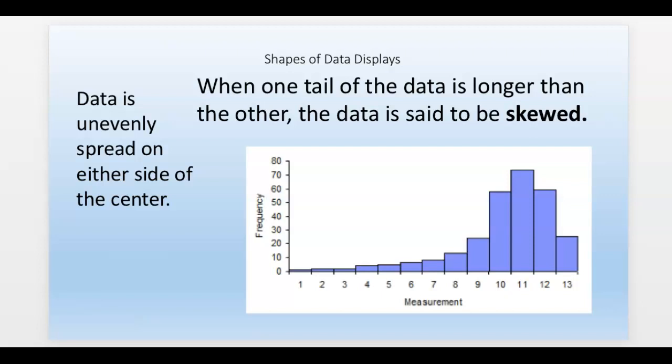When one tail of data is longer than the other, when we make a data display for a set of data, and the data is skewed like this, where there's a long tail that tails away from the cluster of data, it's unevenly spread on either side of the center. We call it skewed when one tail is longer than the other.